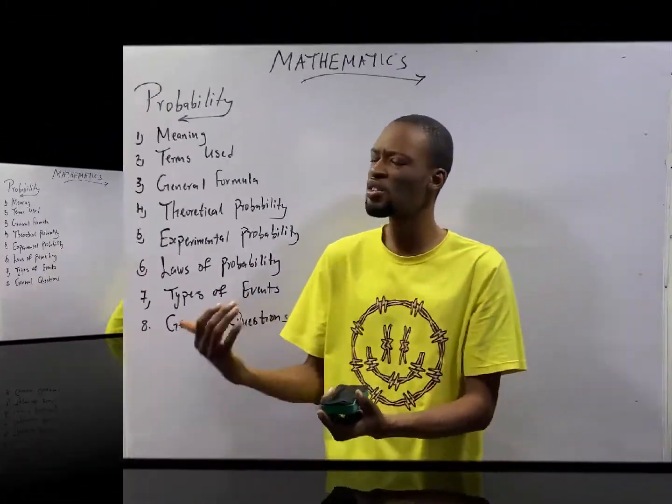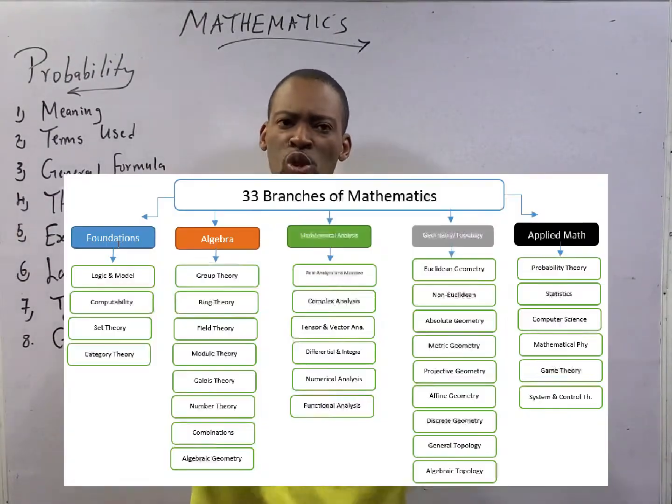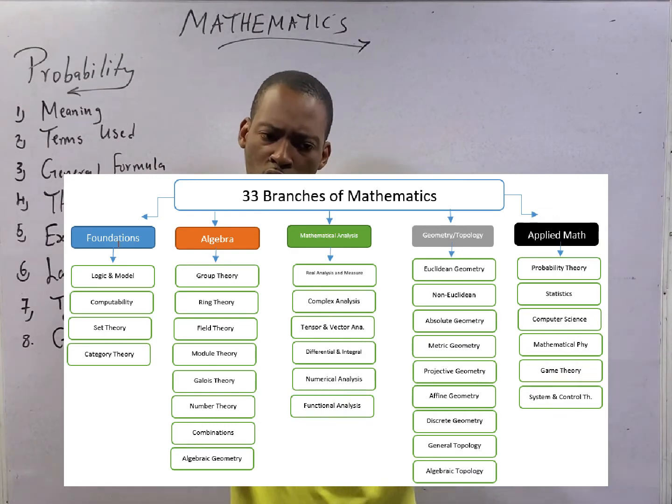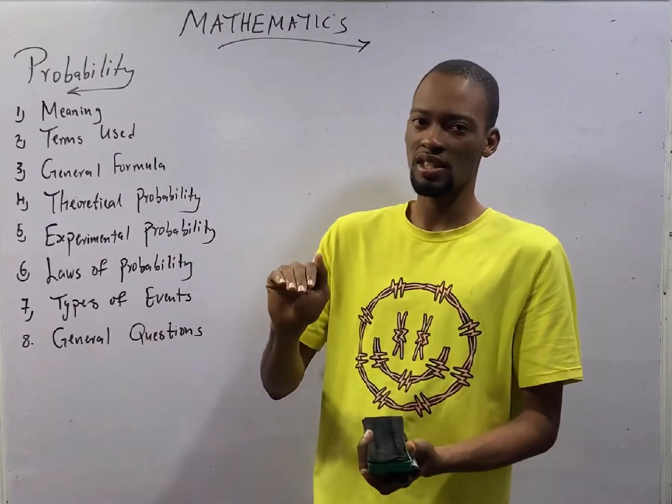Probability is a branch of mathematics that is concerned with drawing conclusions from occurrences or experiments involving uncertainties.